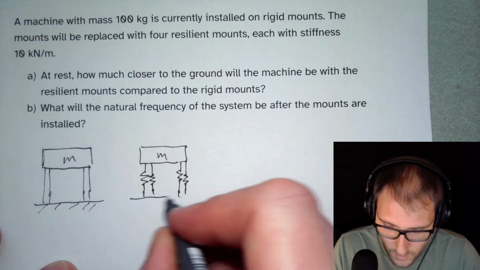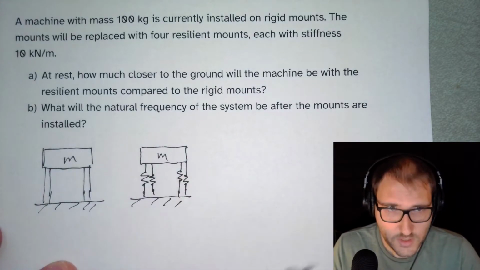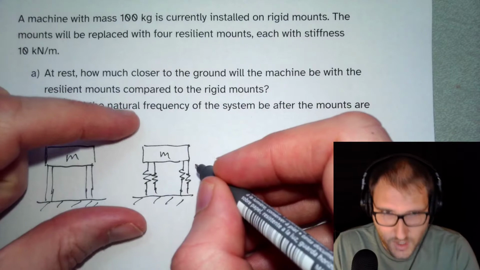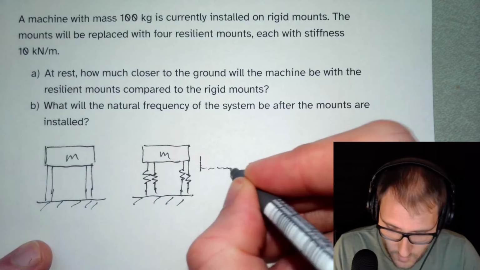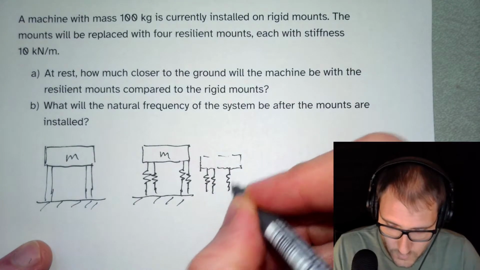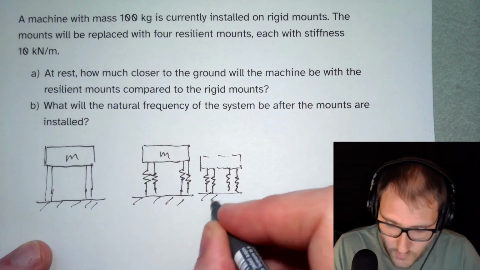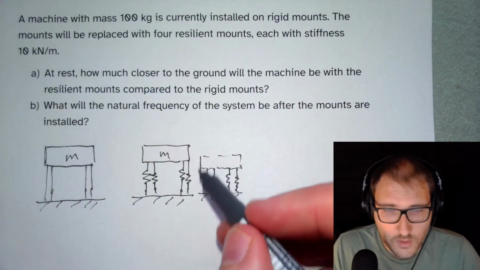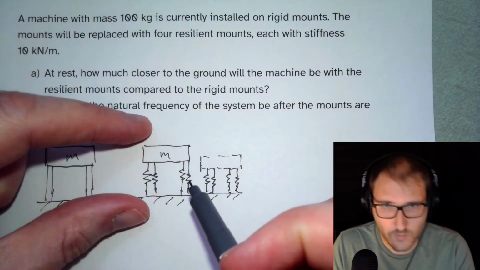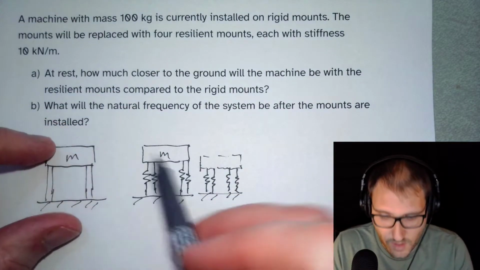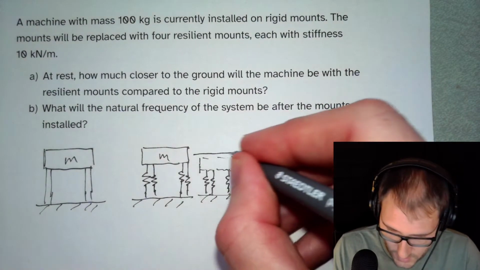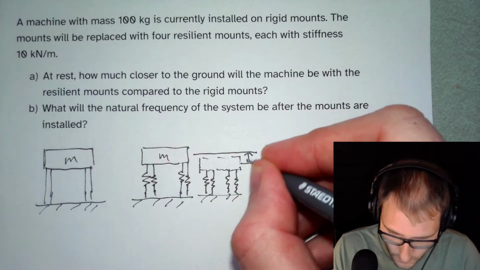But so the first, part A of the question is saying how much closer to the ground will it be? Well, what I really mean by that is this is going to sag down. It's going to compress these springs. So maybe the mass ends up sagging down like that a little bit. So we want to know what that distance is. And if you were installing these things for real, you would probably account for that and get resilient mounts that are taller than your original. So when it does compress, it lines up with where it was before. But let's pretend we're not doing that this time. We're just going to find out what this distance is that it moves down. I'll call that x.